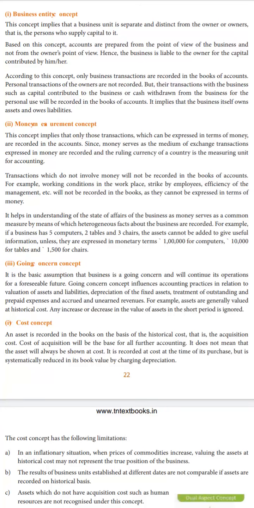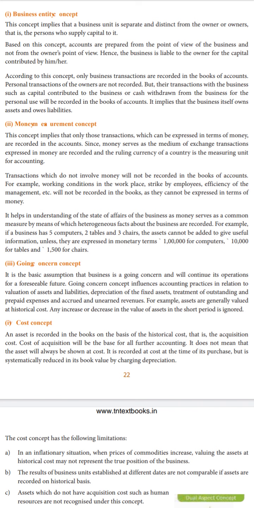So we'll move on to the basic accounting concepts. The first one is the business entity concept. Why do we call it the business entity concept? Business is always totally different from the owners, and that is why we call it the business entity concept.